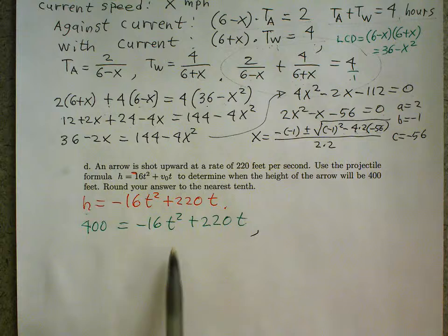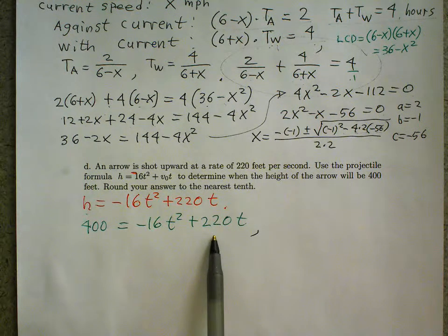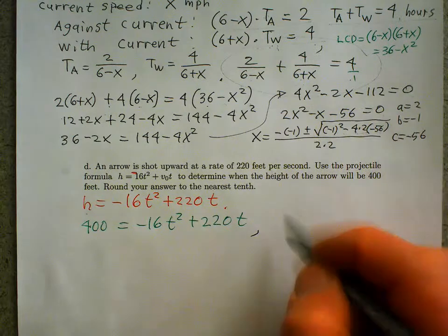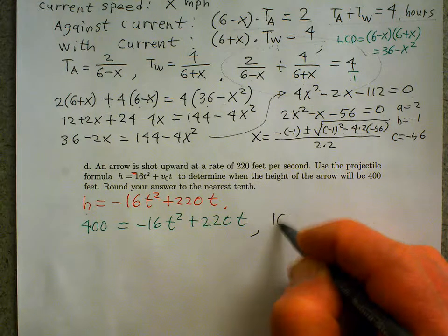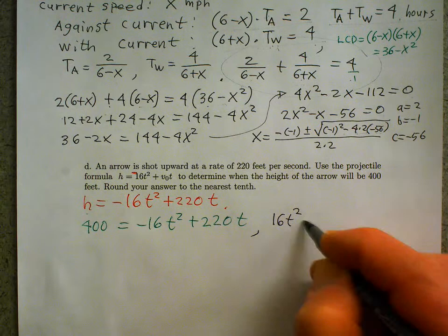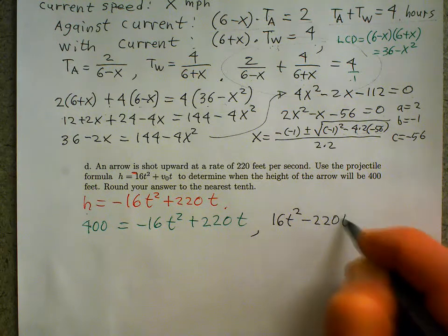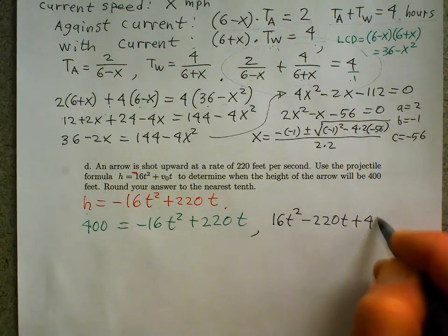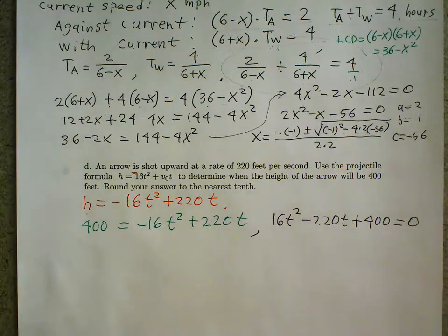So I'm going to add 16t to both sides and subtract 220t from both sides. And after doing that, we'll get 16t squared minus 220t plus 400 equals 0. And then the solutions to this equation are solutions for t. t represents time, so that will be the amount of time it takes for the arrow to be at 400 feet.